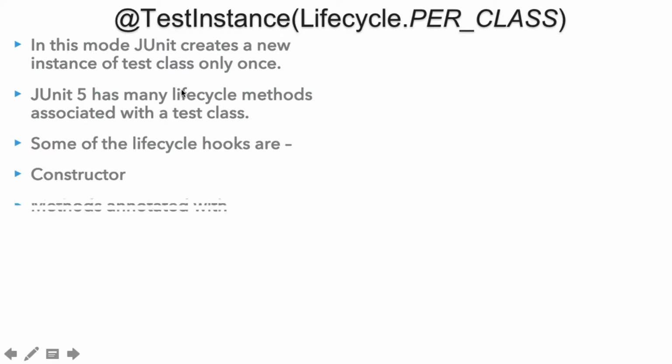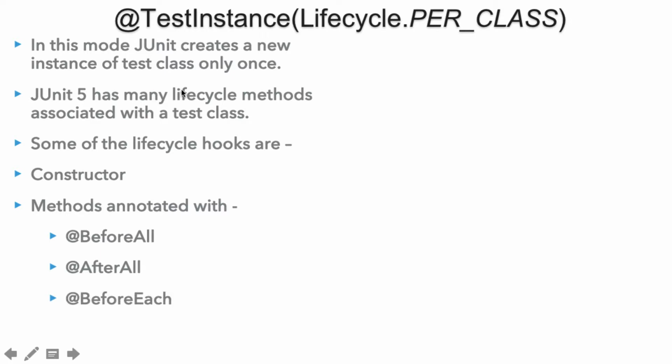We also discussed that JUnit 5 has many lifecycle methods associated with the test class. So some of the lifecycle hooks are the constructor and the methods annotated with @BeforeAll, @AfterAll, @BeforeEach, and @AfterEach. So friends, we discussed these methods in our previous lecture when we used lifecycle per method. Now we'll see how they behave differently when we use lifecycle per class, when there is only one instance of the test class.